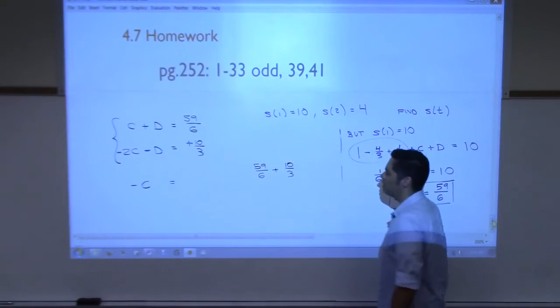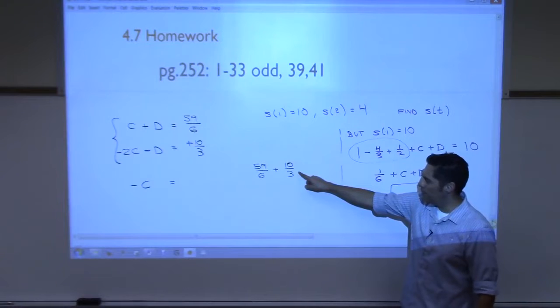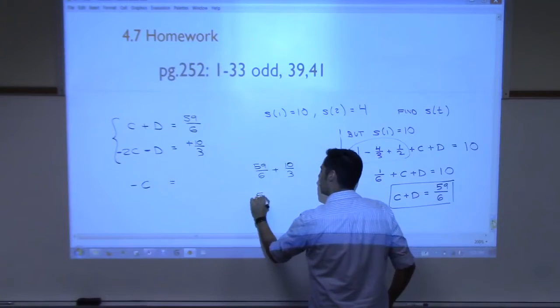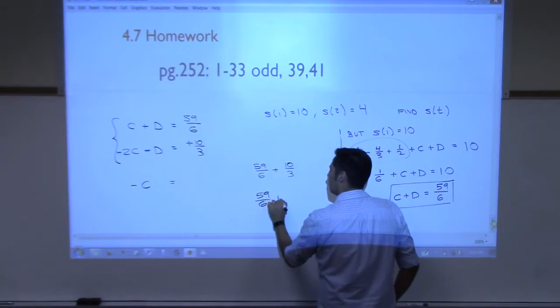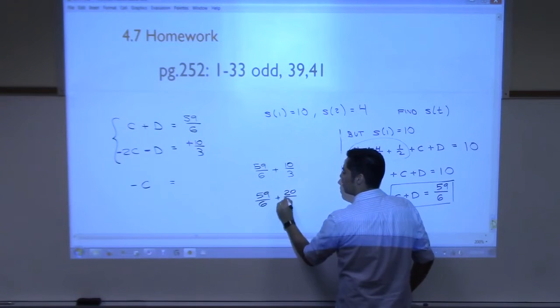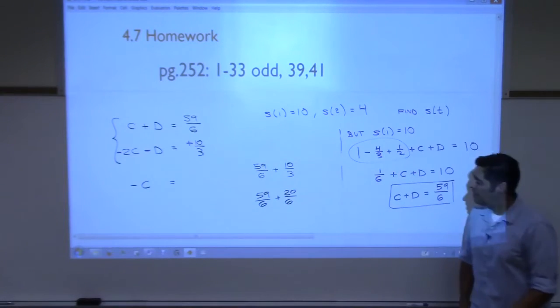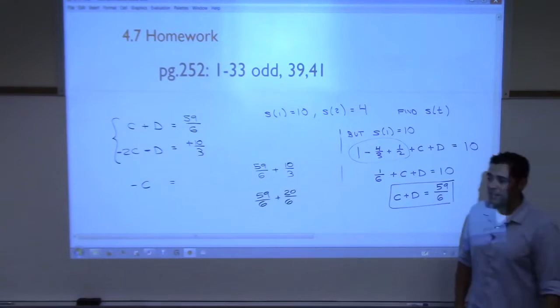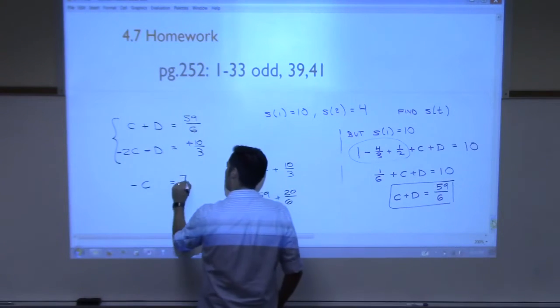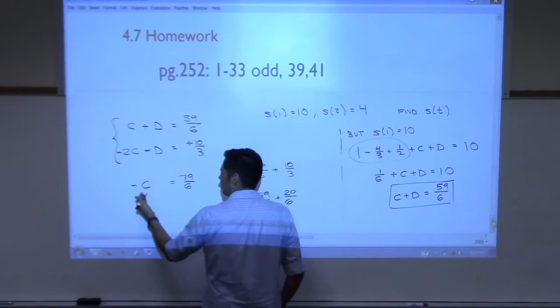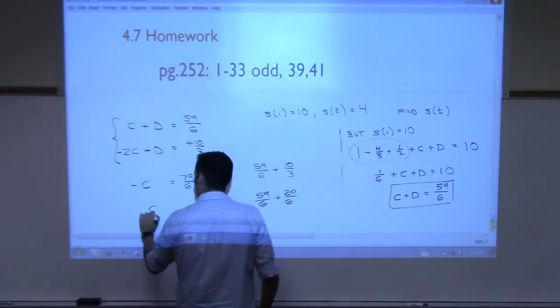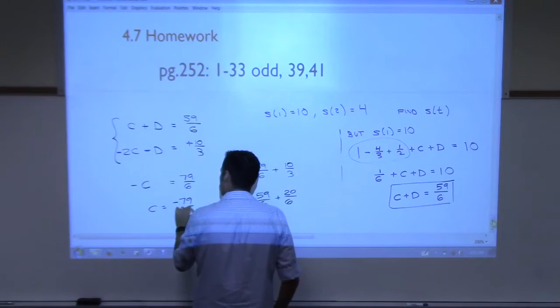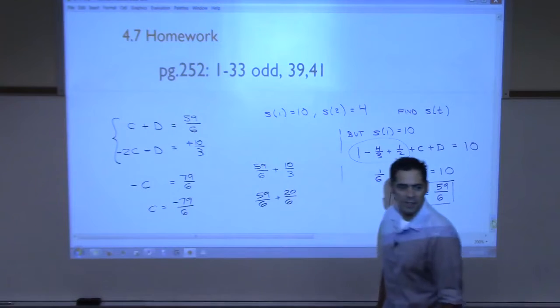Well, that's not so bad because I can rewrite this as, what, 20/6? Multiply top and bottom by 2, so 20/6. And now they have the same denominator, so that's 79/6. And negative C is this, so just multiply both sides by -1. Hey, I know what C is. C is negative 79/6.